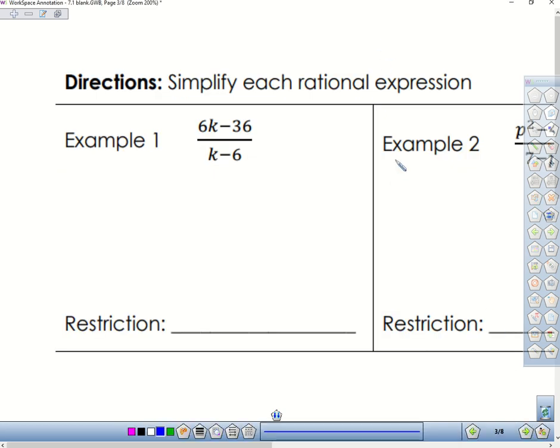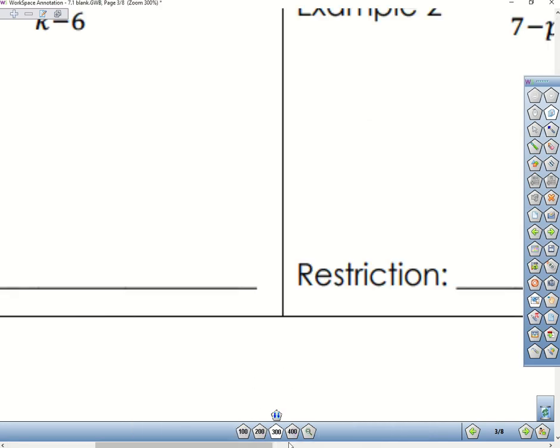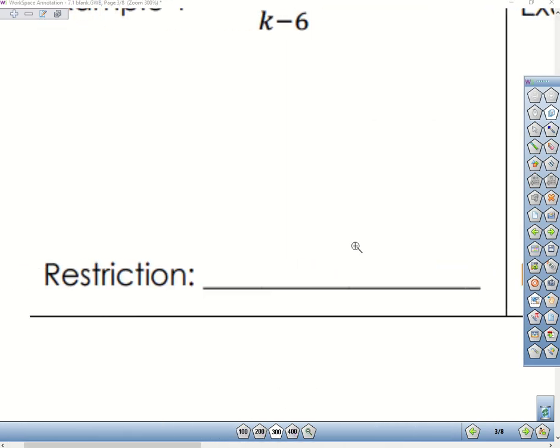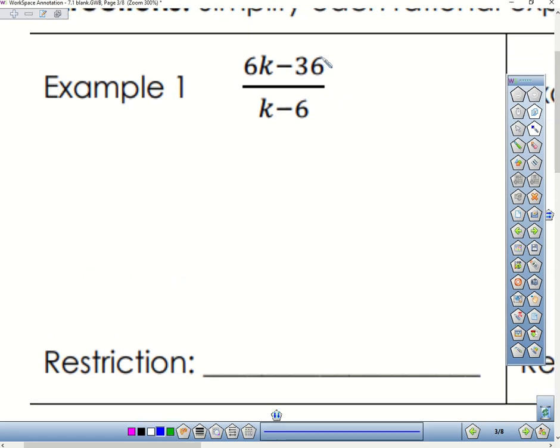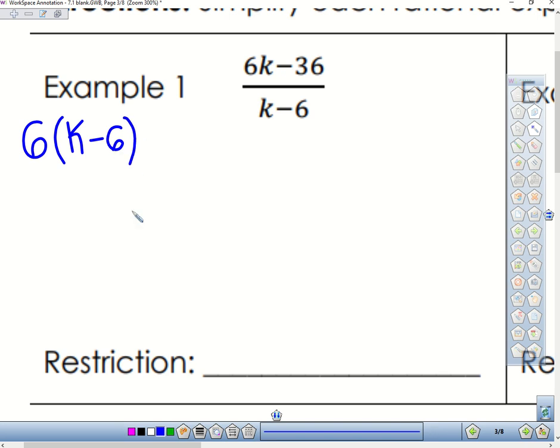So simplify each rational expression. The first thing you want to do in these problems is factor the numerator and denominator as much as possible, okay? So what can I factor out of the numerator here? 6. Don't they both have, they're both divisible by 6, both terms, right? So 6 times k minus 6. Everybody see what I did there? I just factored out a 6. And then we have this over k minus 6.